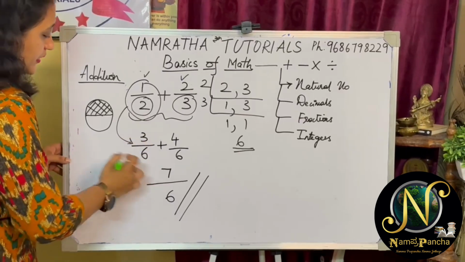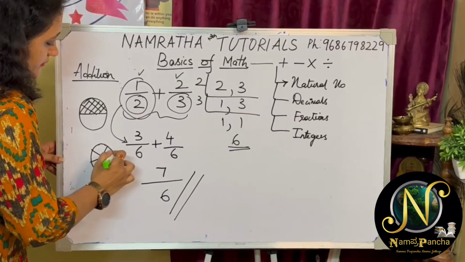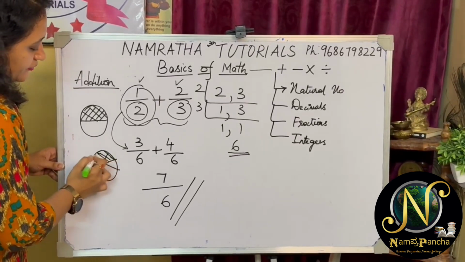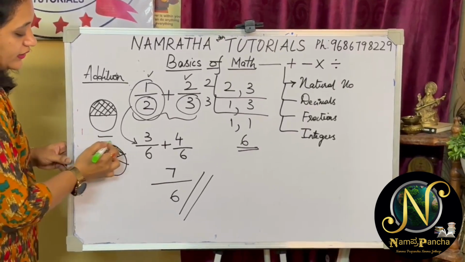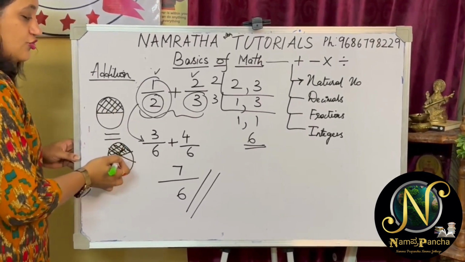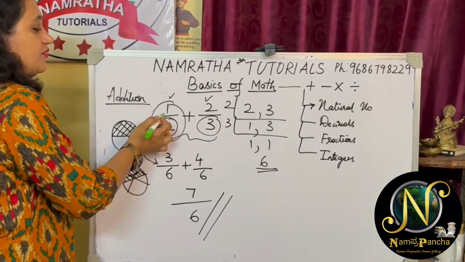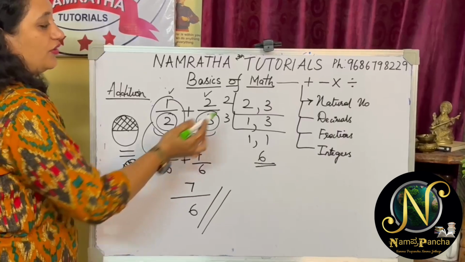Same way if I mention 3 by 6, circle should be divided into 6 parts. Now I have divided the circle into 6 parts. In that, if I take 3 parts, these two are equal. They are very similar. That shows that we are not changing the fraction, but we are just writing the fraction into another form. Like this, we perform the addition on fractions.